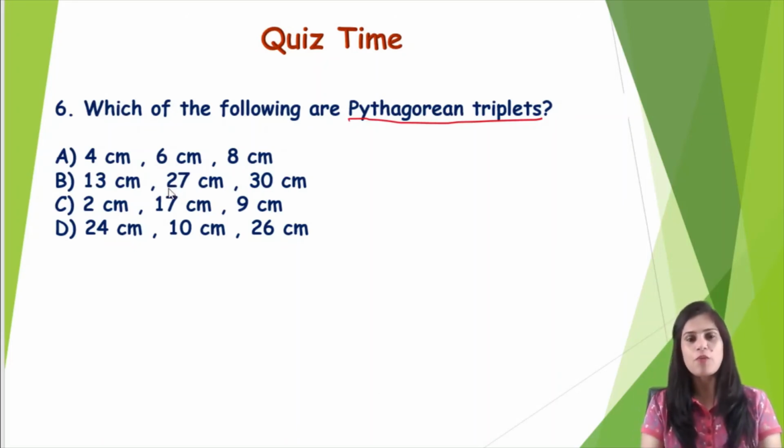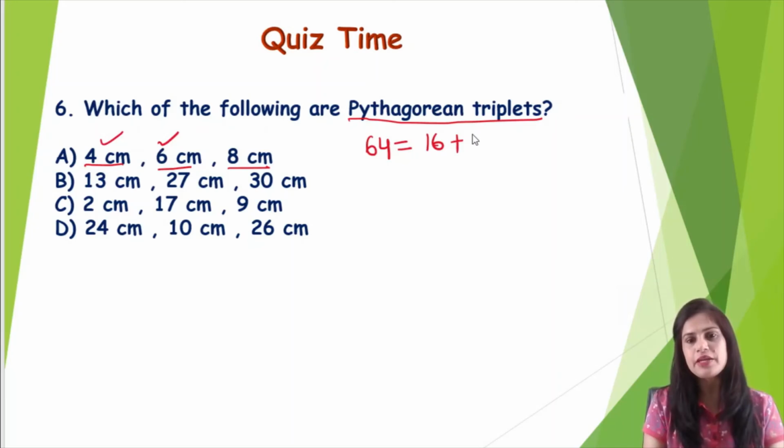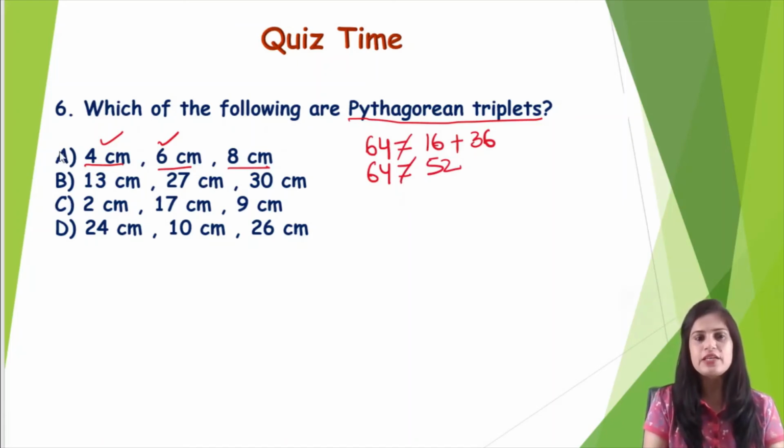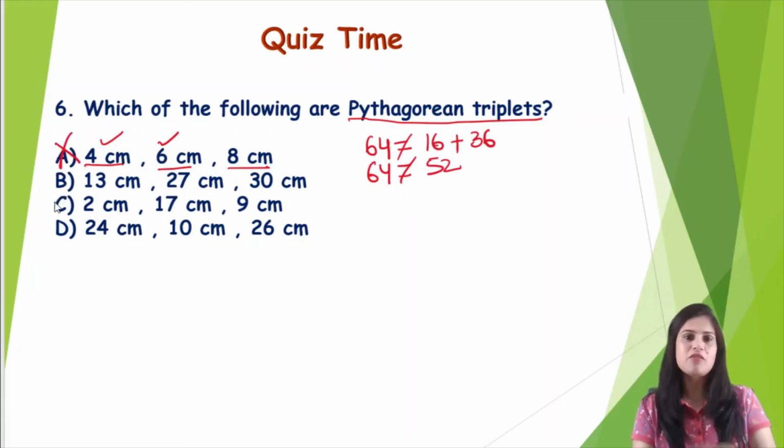We have to apply the concept of square of largest side equal to sum of square of other two sides. So if we take option A, 4 centimeter, 6 centimeter, 8 centimeter, largest side would be 8 centimeter. So square of 8 is 64. Okay, it has to be the sum of square of other two sides, means 4 square 16 plus 6 square means 36. Let's check, are they equal? 64 is equal to 52? Now they are not equal, so we can say option A is not there.